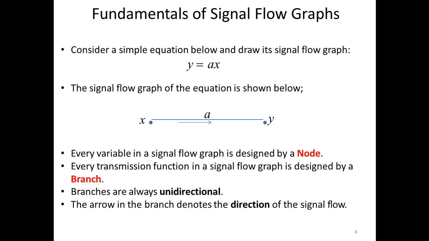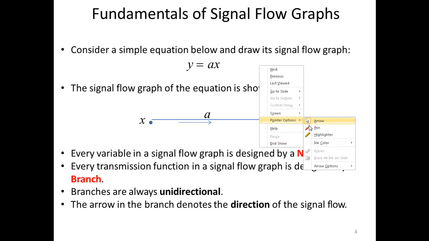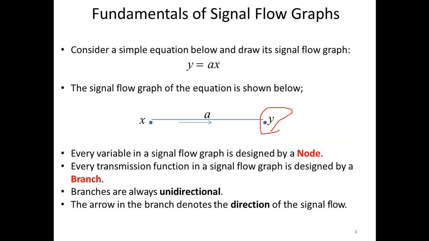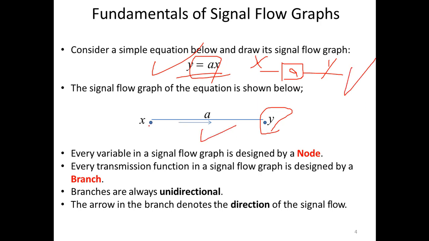You can see that in this kind of diagram, the output is y, and y is nothing but equal to ax. So you can either write this, or you can draw a block diagram in which x is the input, y is the output, and this is your a. So this is the mathematical representation, this is the block diagram representation, and this is the signal flow graph. You can see that the signal is flowing from x to y with the gain of a.